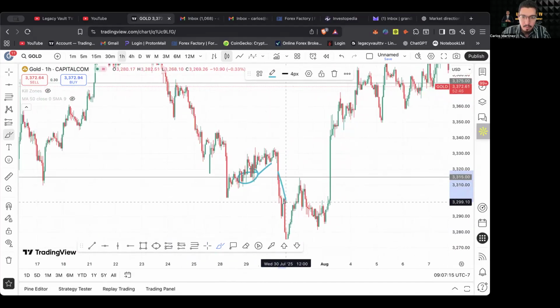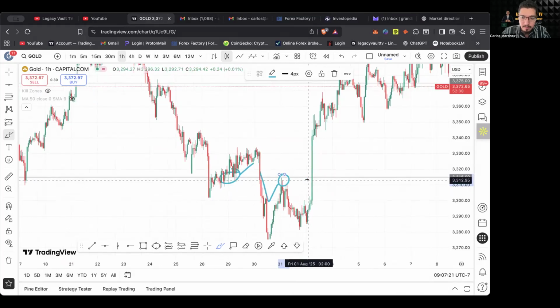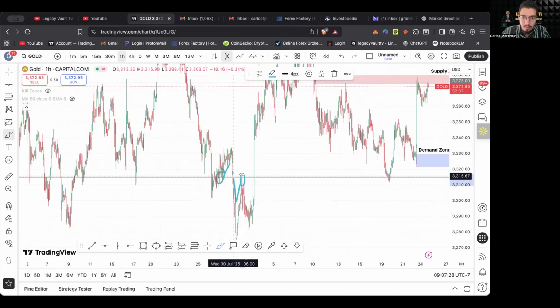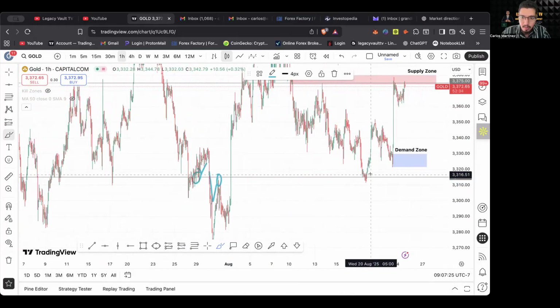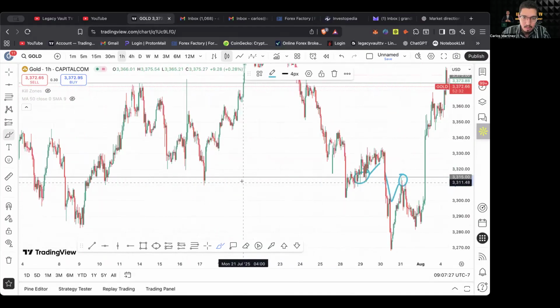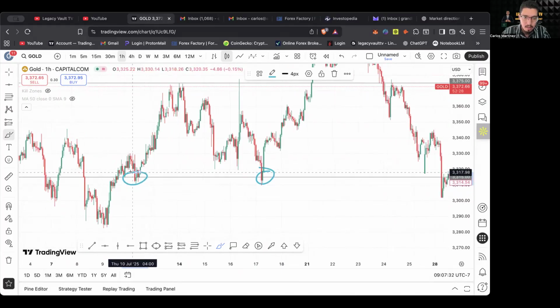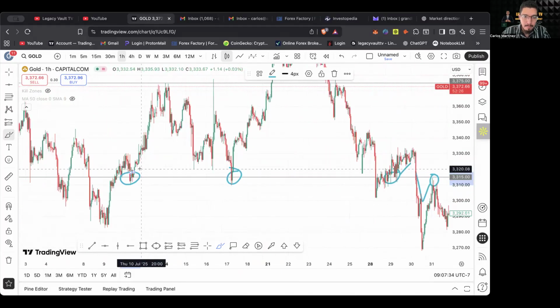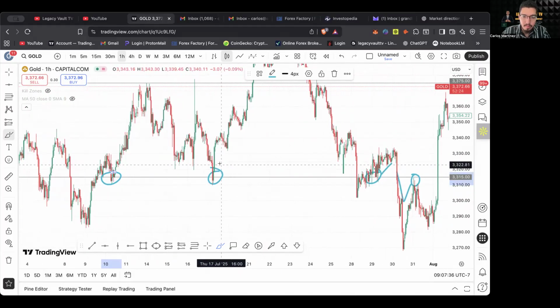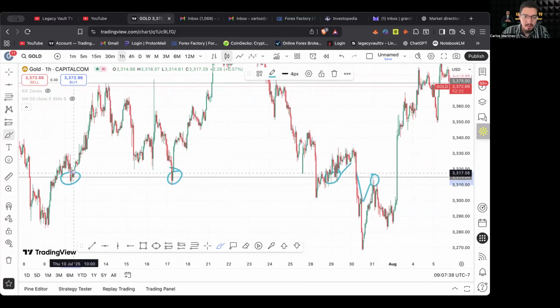Came back down, broke a structure, touched here again, created resistance. Now this resistance became a support. We have another touch here, another touch here. So this is a strong support level because price bounced to the upside.